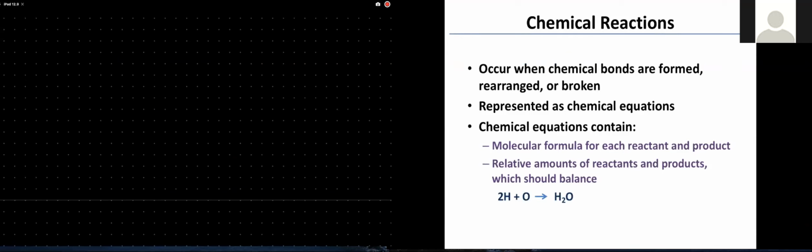Chemical reactions occur when chemical bonds are formed, rearranged, or broken. They are represented as chemical equations. On one side of the chemical equation, we've got the reactants, and on the other side we've got the products of the chemical reaction.